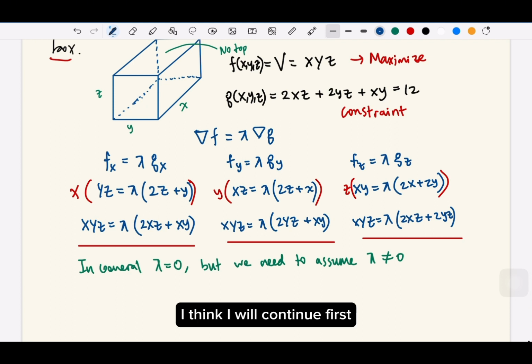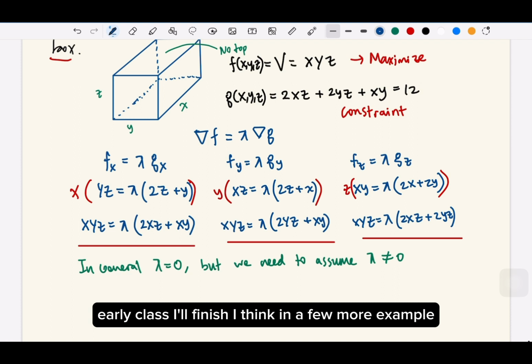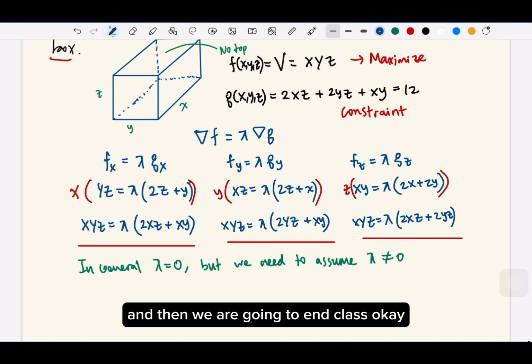Okay, I think I will continue first, and we can have an early class. I'll finish in a few more examples, and then we are going to end the class.